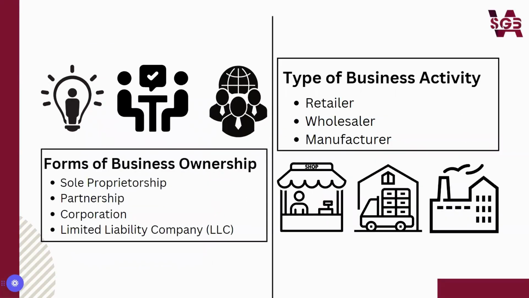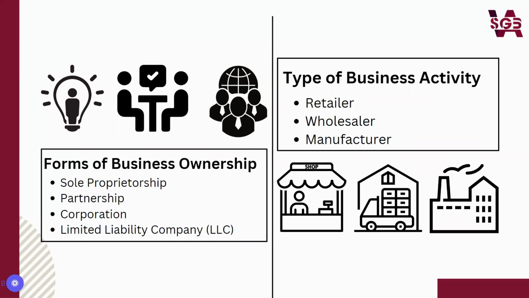Forms of business ownership. The most common forms of business ownership are sole proprietorship, partnership, corporation, and limited liability company. For sole proprietorship, it means there's only one person who manages and who owns the company. For partnership, there are several persons who own the company and they consider themselves as partners.